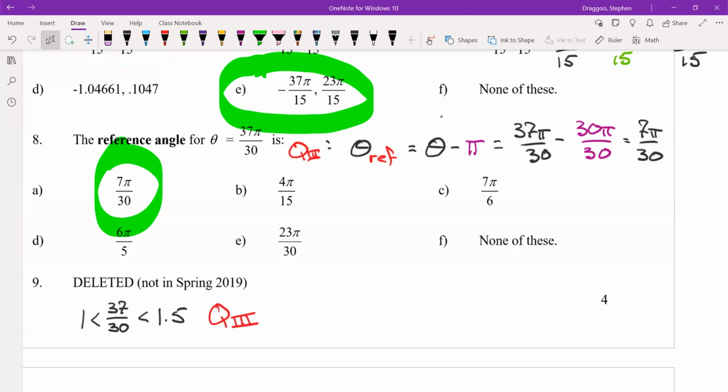So really that means I'm looking at the coefficient on pi. So in the problem that we just did, 37 over 30, I could just plug that into a calculator if I wanted to. It's going to be about 1.25. Either way, 1.2 or 1.25 fits in between 1 and 1.5. Because it's in between 1 and 1.5, it's got to be in the third quadrant. Because it's in between 1 pi and 1.5 pi.